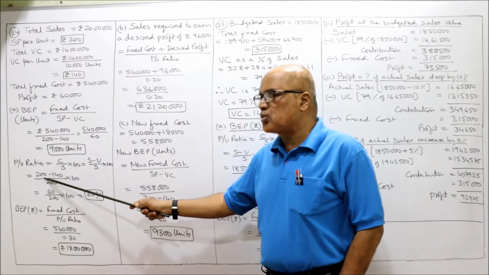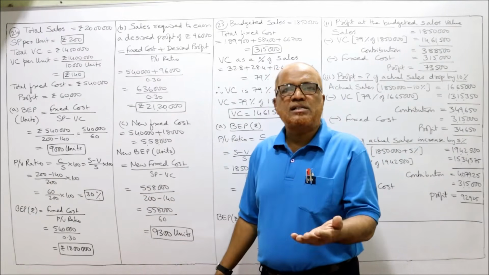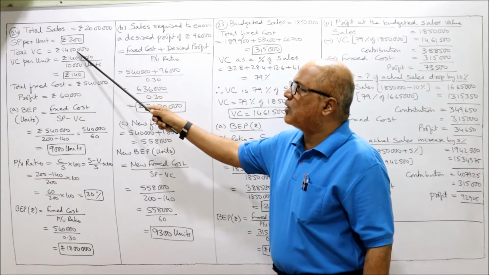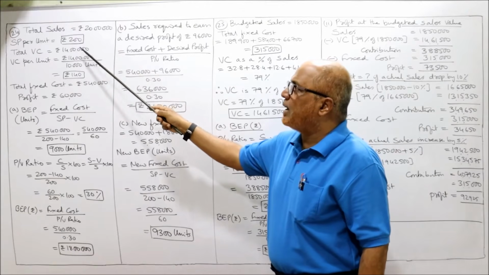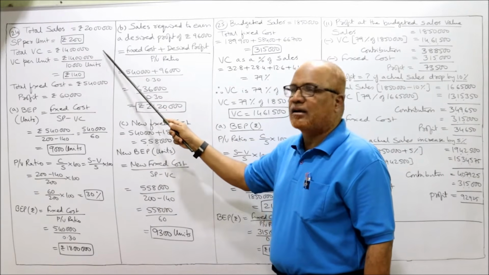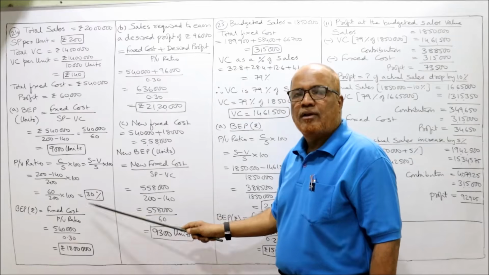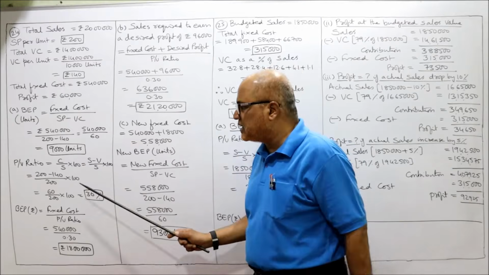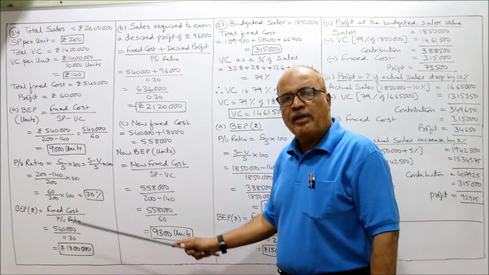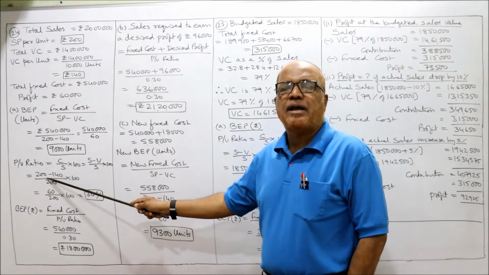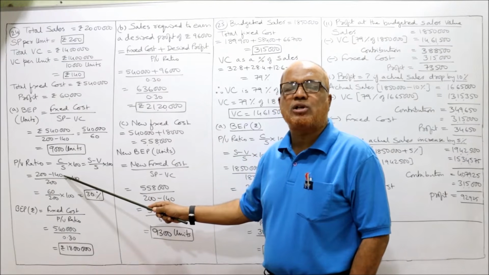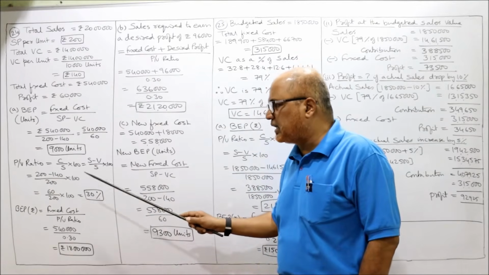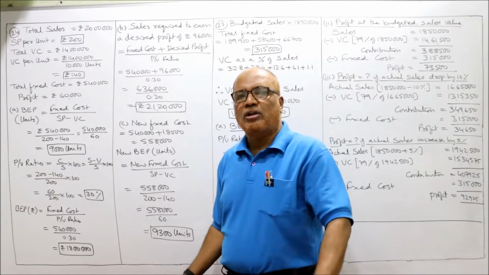The selling price is 200 rupees. We can take the total sales also, we'll get the same answer. If you take the total sales 20 lakh and total variable cost 14 lakh, so 20 lakh minus 14 lakh divided by 20 lakh, you will get the same 30%. Whether you take total sales or selling price per unit, you will get the same PV ratio. So here 200 rupees is the selling price per unit, 140 rupees is the variable cost per unit. So 200 minus 140 divided by 200 into 100, you will get 30%. So PV ratio we got 30%.